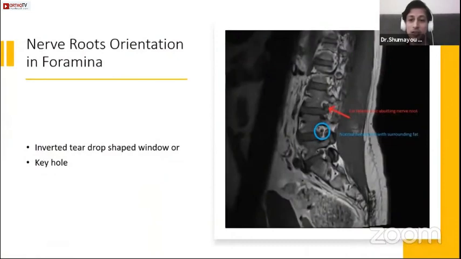And coming to the final topic, which is the nerve root orientation in the foramina. Looking at the foramina, we all know that it has either an inverted teardrop appearance, or when you look at it on the parasagittal images of the MRI scan, it gives you a keyhole image. A keyhole is wider and more round on the top and thinner down at the bottom. So this is a foramina.